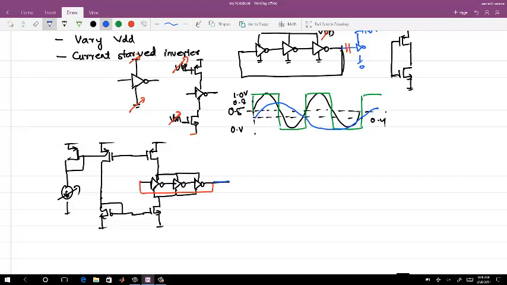So let's say if I am having 0.1 and 0 volt, in case of the current starved inverter, I may have 0.9 and 0.1. I may be still sitting at the same common mode voltage with a reduced swing and a reduced frequency.